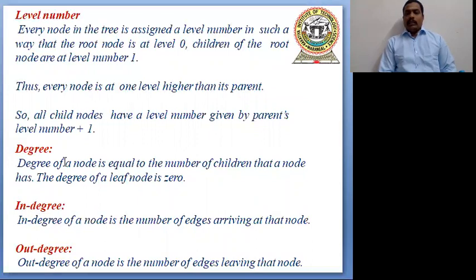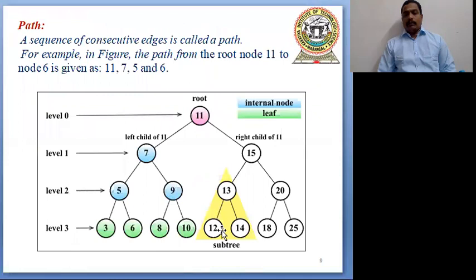And what is in degree? What is out degree? In degree of a node is the number of edges arriving at the node. Because if the root node is there, root may be partitioned into left and right. So left and right means the root node doesn't have in degree, but the root node has out degree. 2 out degree is there, in case a left child and right child is there. That is out degree. So out degree means the number of edges leaving that node. From here, in case 11 has no in degree, but it has 2 out degree.